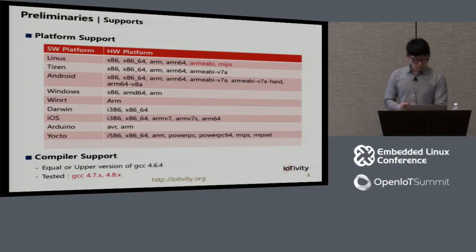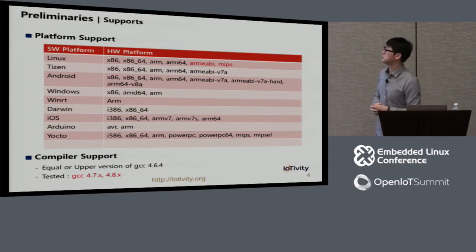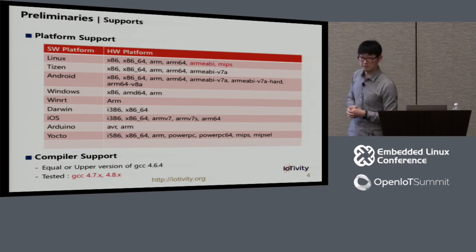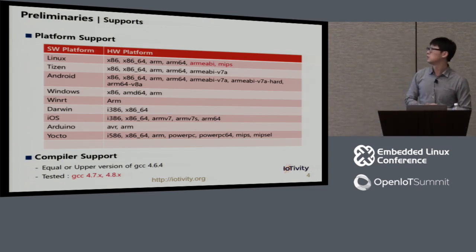Now these are the list of the platforms that IoTivity supports. IoTivity supports 9 operating systems on several different hardware platforms, and the keywords colored with the red color are not officially supported platforms, but I have successfully ported IoTivity into Linux with ARM or MIPS when I was implementing the home digital appliances. So those are the supporting compilers. Actually, IoTivity can be built on equal or upper version of GCC 4.6.4.